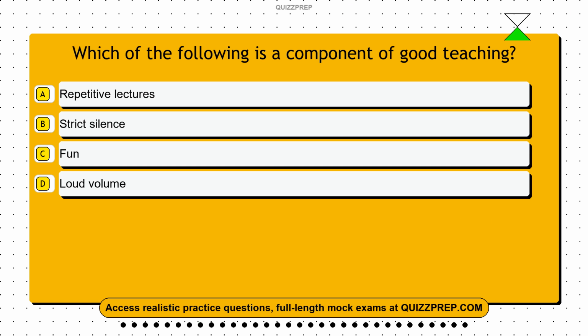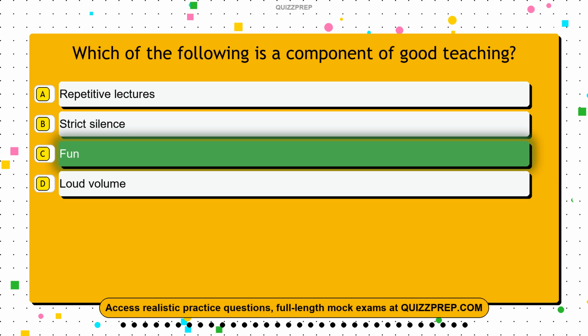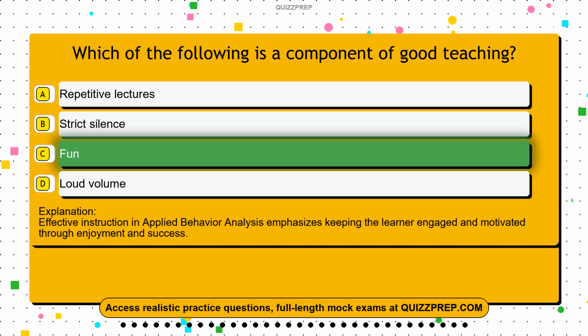Question 6. Which of the following is a component of good teaching? Option A, repetitive lectures. Option B, strict silence. Option C, fun. Option D, loud volume. The correct answer is option C, fun. Effective instruction in applied behavior analysis emphasizes keeping the learner engaged and motivated through enjoyment and success.